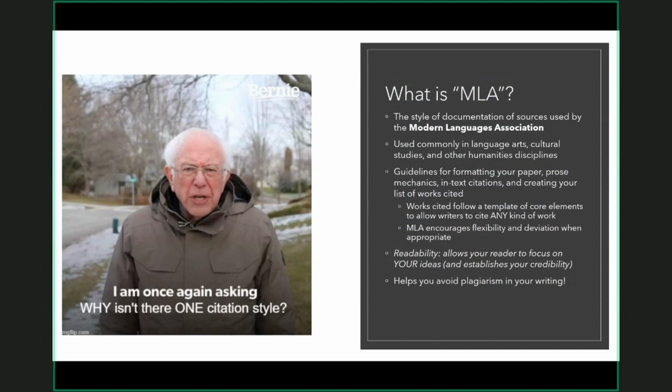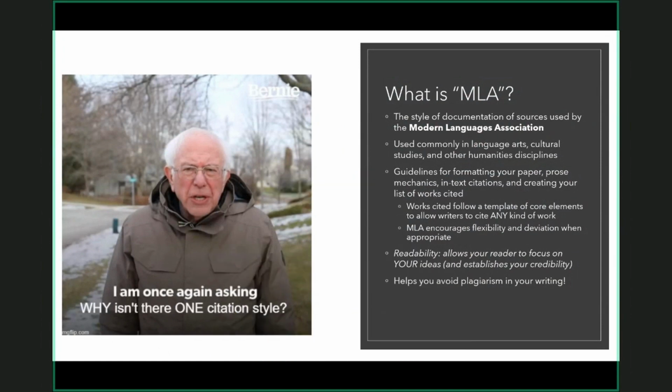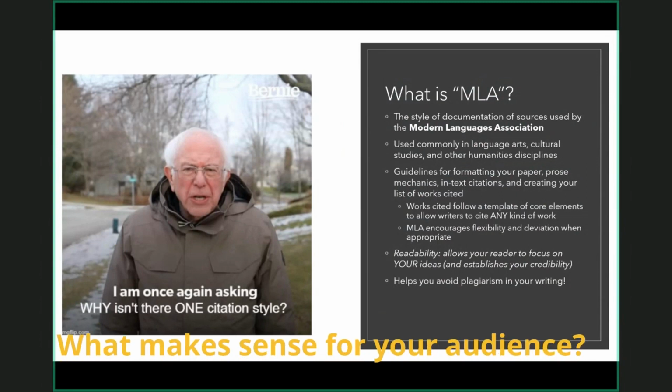What's different about MLA is that it follows a template of core elements, and it allows writers the flexibility to cite any kind of work. Instead of being really strict about rules like its cousin APA, MLA encourages flexibility and deviation where it's appropriate, though the writer really has to think about what makes sense for their context.